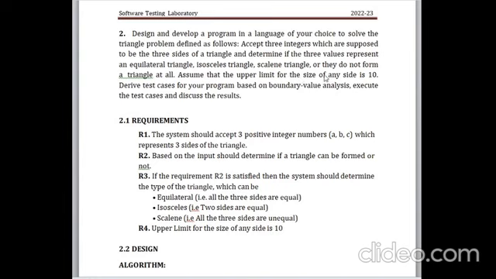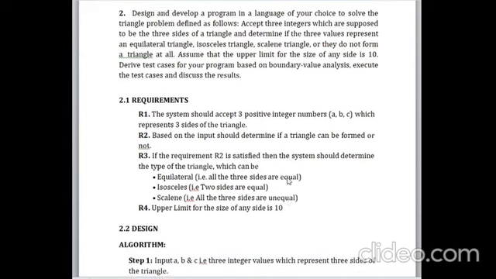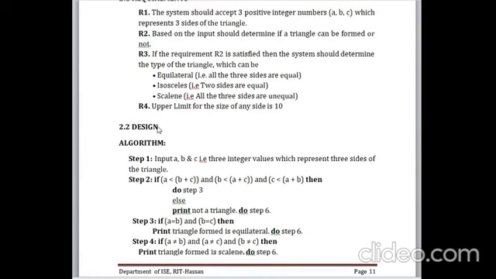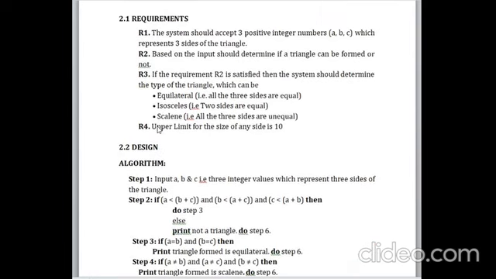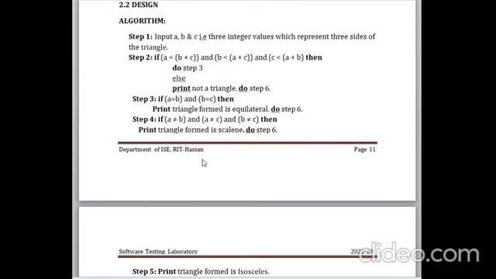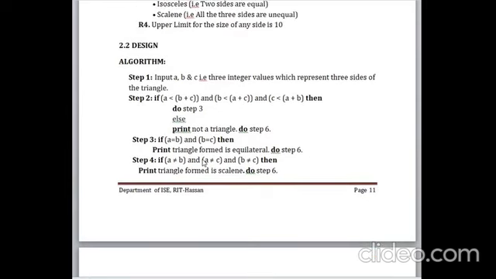So assume that the upper limit of the size of any side is 10. Here the requirement condition is that the upper limit for the size of any side is 10, and based on that we can design the conditions. The design condition is the same as program number 1, and the algorithm is also the same as program number 1. We already explained it, but in this algorithm we specify that the upper limit is 10. If a side is more than the upper limit, then it shows out of range.